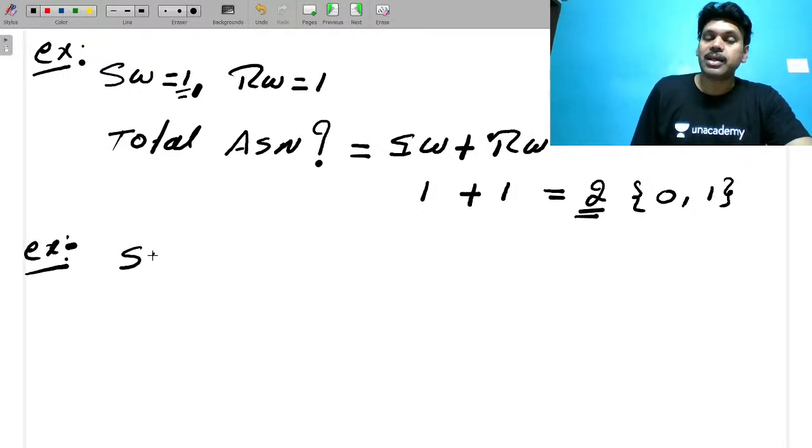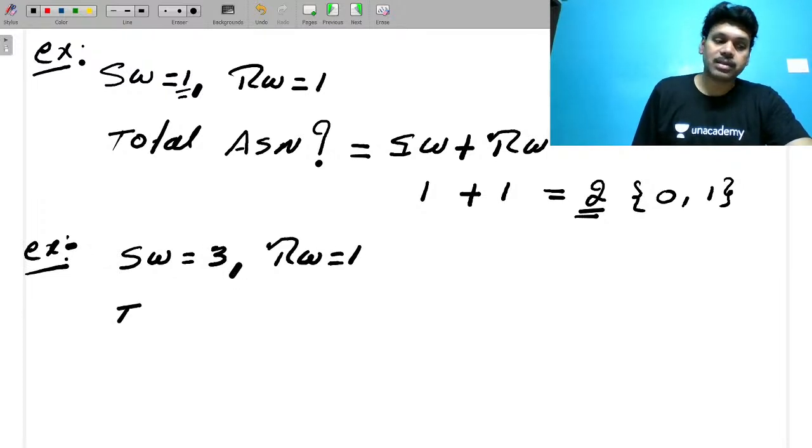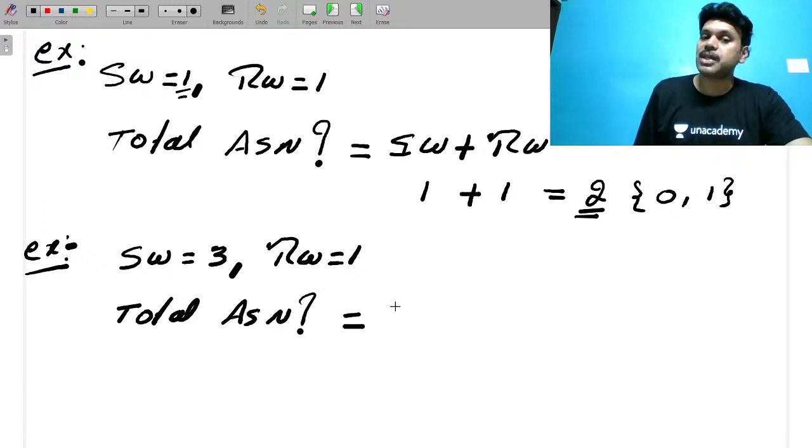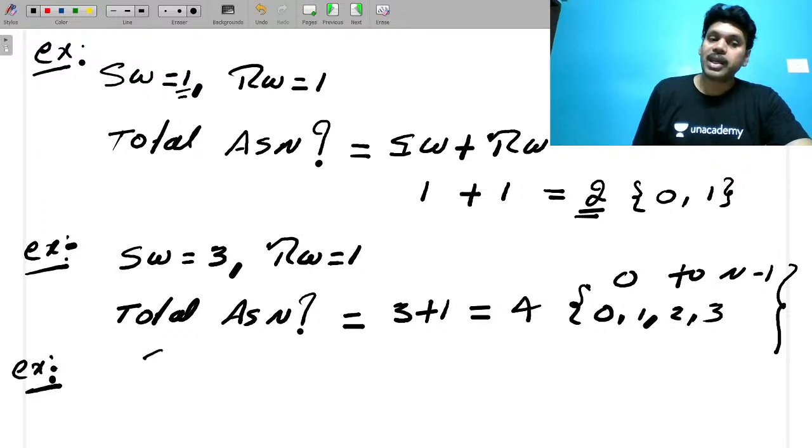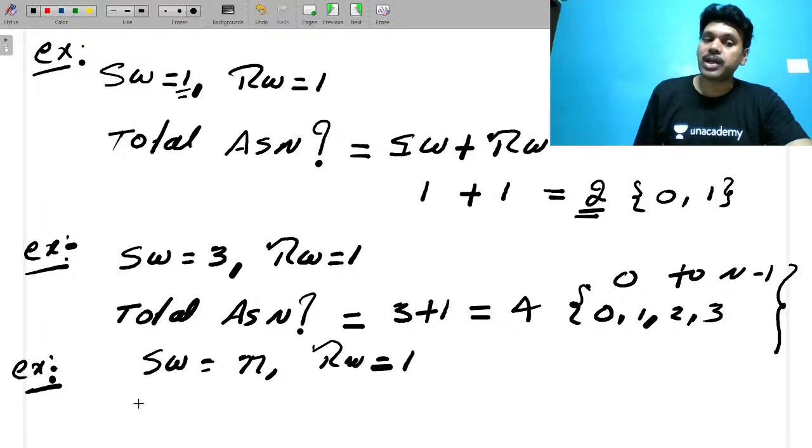If sender window size is equal to 3 and receiver window size is equal to 1, what are your total available sequence numbers? They are 3 plus 1, which is 4. What are these 4? They are 0 to n minus 1, so 0, 1, 2, and 3. If your sender window size is equal to n and receiver window size is equal to 1, what are your total available sequence numbers? Your answer is n plus 1.